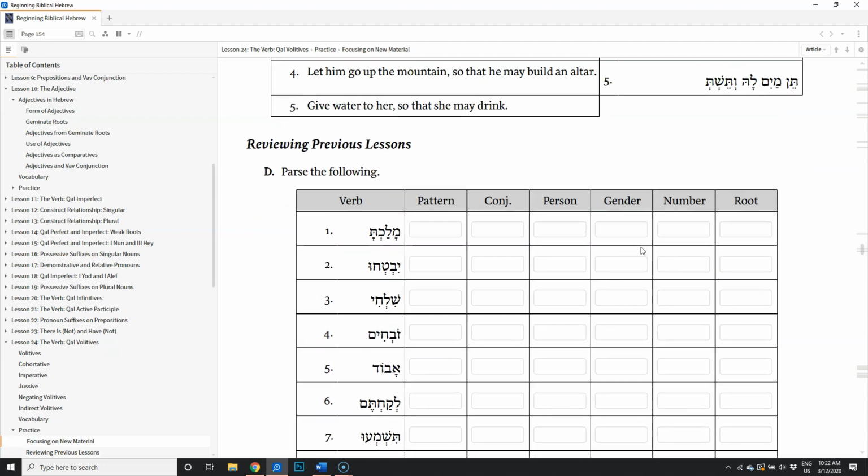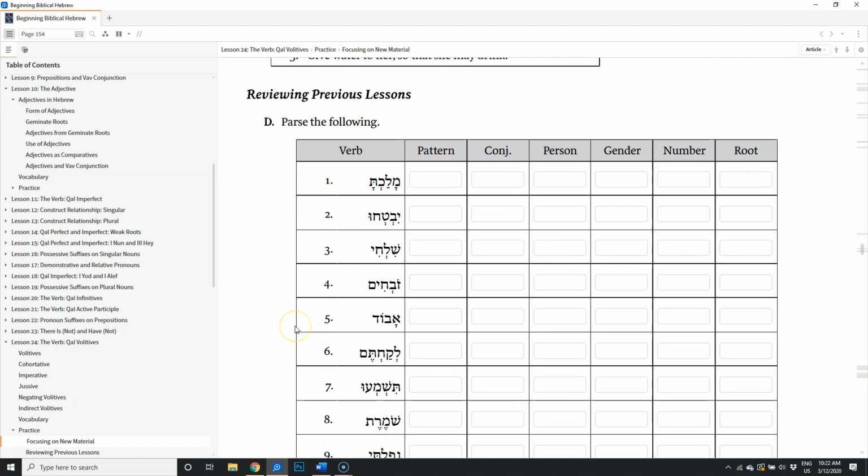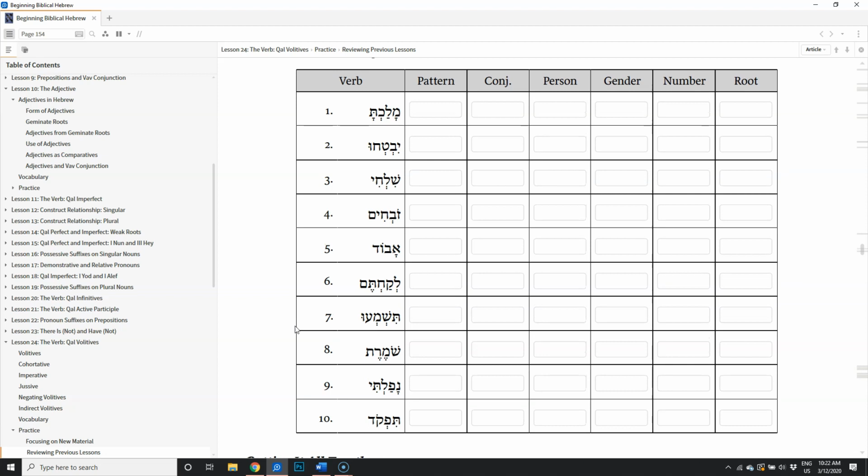All right. So go down here to D, parse the following. So again, you've got these parsings. I'm only going to pay attention to the tricky ones. Straightforward, regular. This is regular. Shlahi. Excuse me, this is regular as well, but it's imperative. It's missing a prefix. It's got the hirik yod suffix, so this is a 2FS imperative.